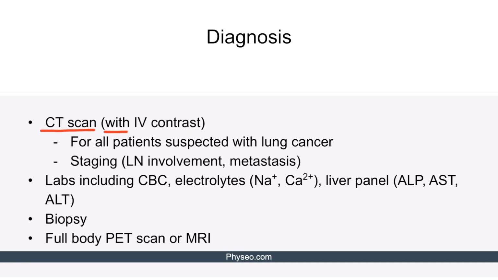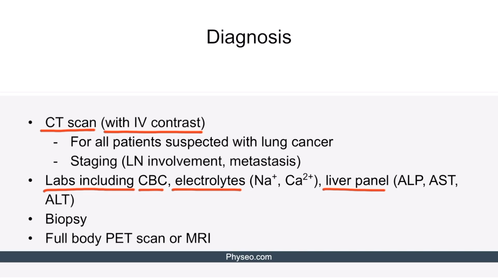A CT scan with IV contrast should be performed on all patients suspected with lung cancer. It has a higher sensitivity than chest x-rays and is used for staging and to facilitate the decision regarding the method and modality of biopsy once a lesion is identified. Laboratory evaluations, including a CBC and electrolytes, can be done. Electrolytes may show disturbances related to paraneoplastic syndromes. For example, hyponatremia can be found in small cell lung cancer, while hypercalcemia can be found in squamous cell lung cancer. Also, a liver panel including ALP, AST, and ALT can be done if liver metastasis is suspected.